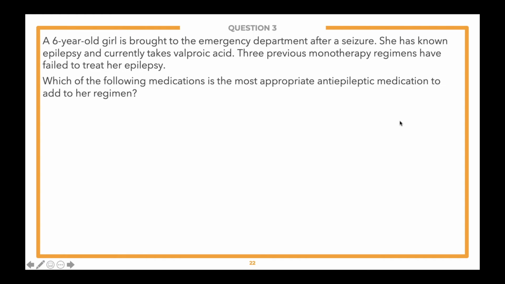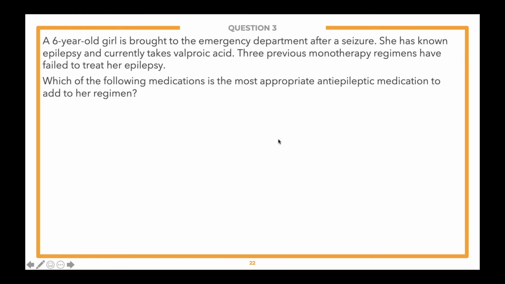Let's take a look at that vignette. A 6-year-old girl is brought to the emergency department after a seizure. She has known epilepsy and currently takes valproic acid. 3 previous monotherapy regimens have failed to treat her epilepsy. Which of the following medications is the most appropriate anti-epileptic medication to add to her regimen?